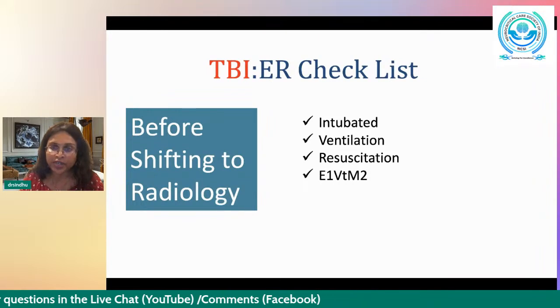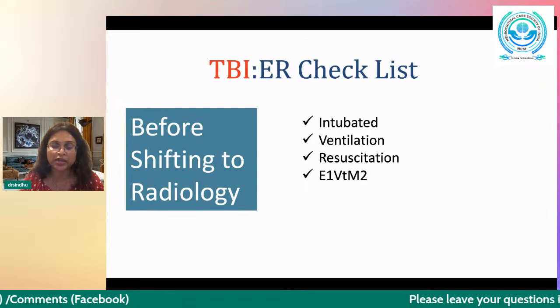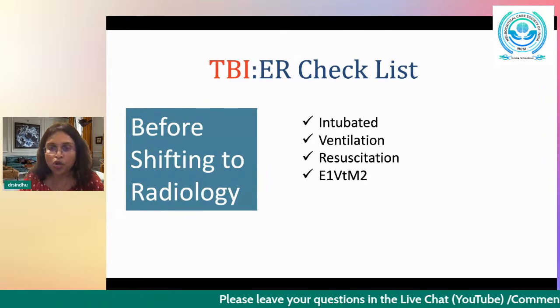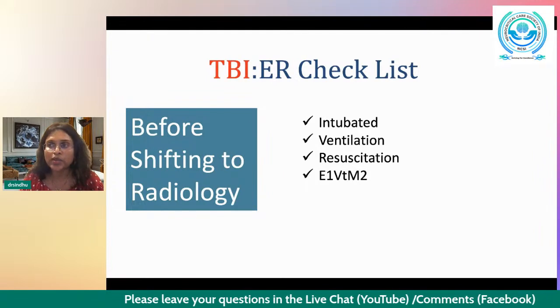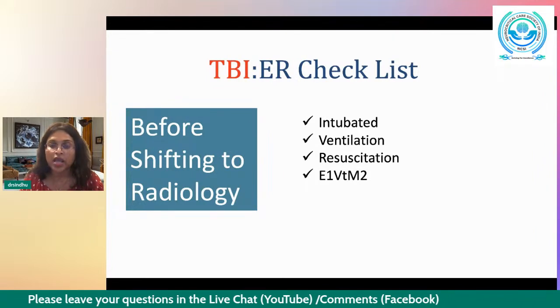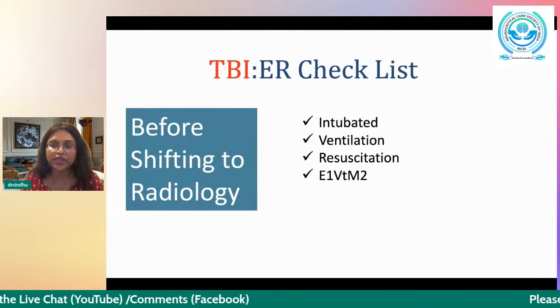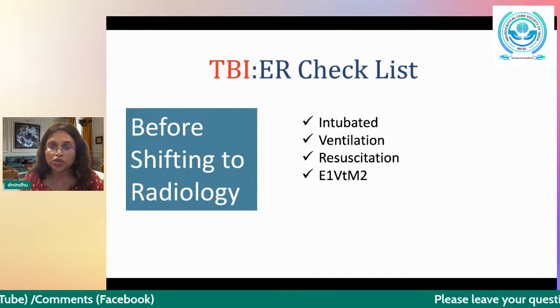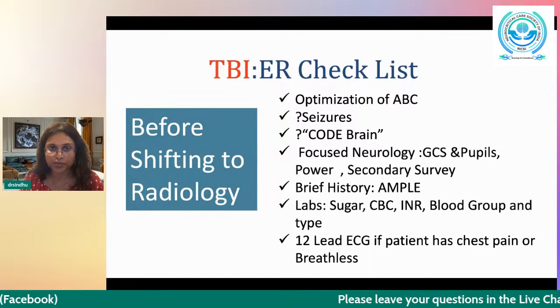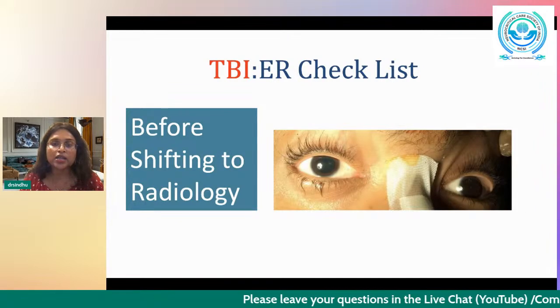So before shifting to the radiology, in this particular case, the patient will be intubated, ventilation is started, and we have to resuscitate the patient. It is always important to assess the GCS once again after the resuscitation. In this particular case, this patient has become even VT M2. So this means it is a code brain situation.